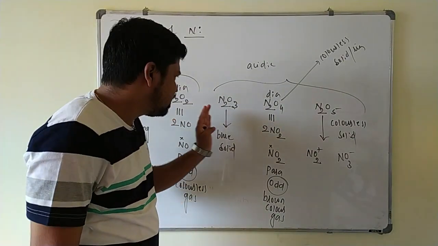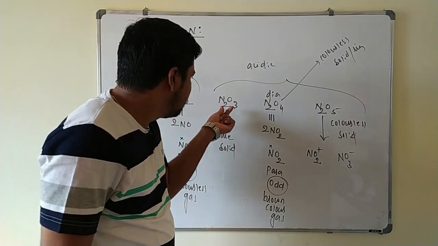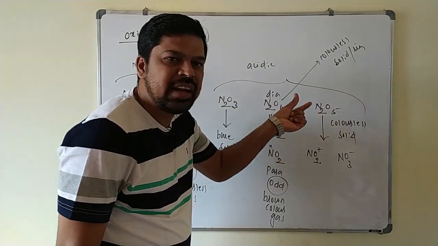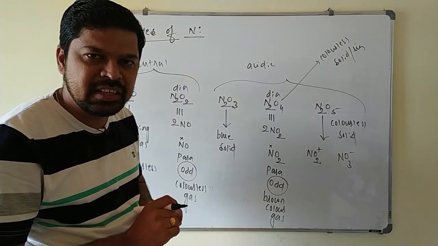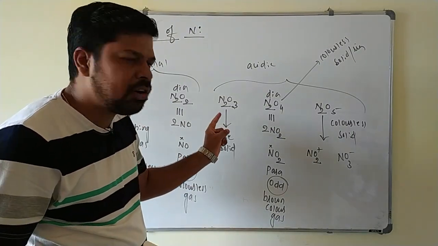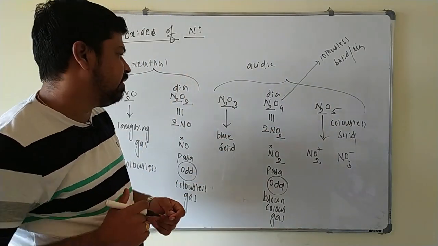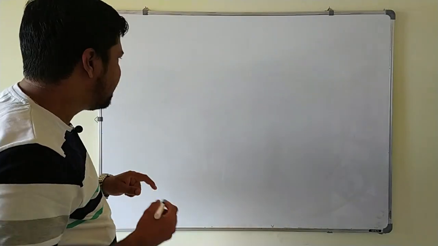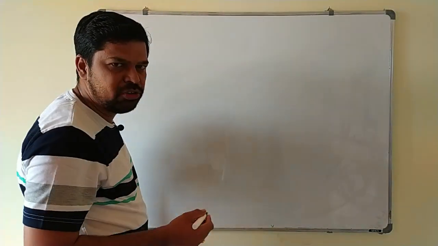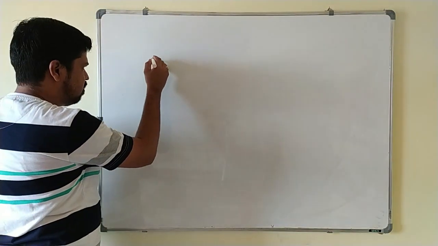Now we will discuss in detail one by one. Already we know that these non-metal oxides are acidic in nature. The reason is that non-metal oxides, on dissolving in water, give oxoacids. We will see that now.